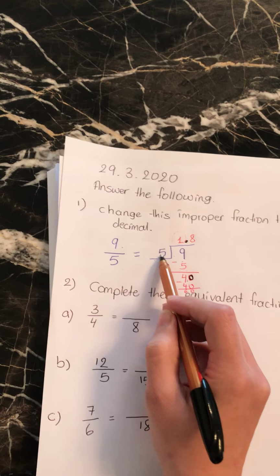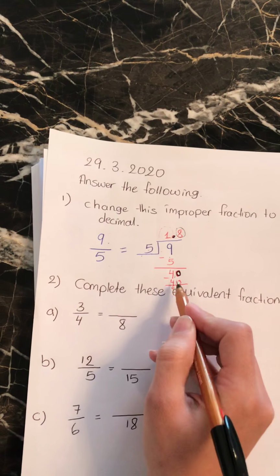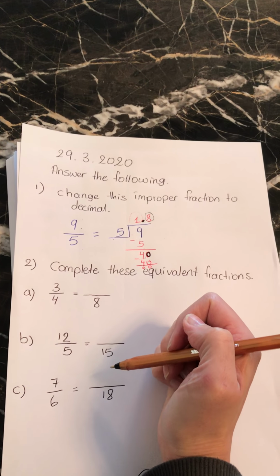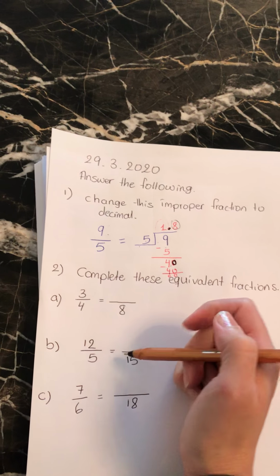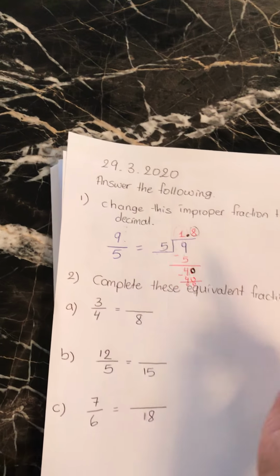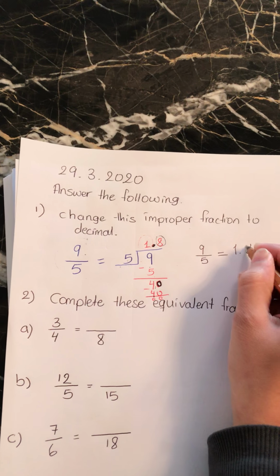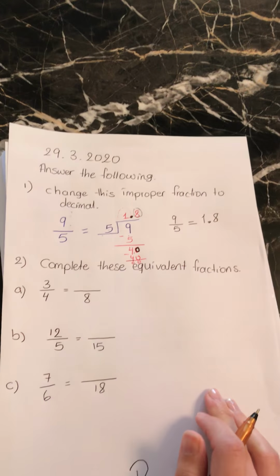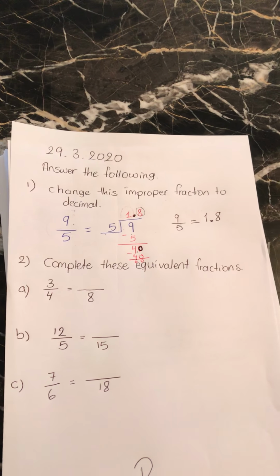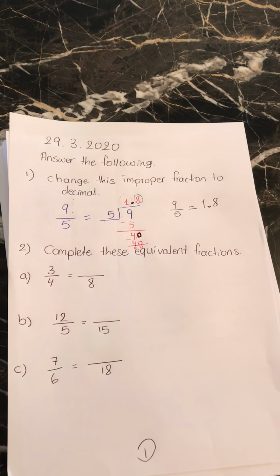In 40, how many 5s do we have? 8. 8 times 5 is 40. Then we minus these two numbers and we get 0. So when I want to change this fraction, which is 9 over 5, into a decimal number, it will be 1.8. Now, try to pause the video and solve this question one more time by yourselves, then check the answer if it is correct or not.